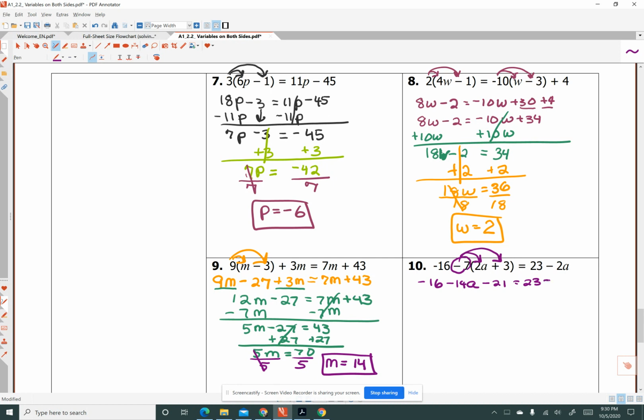equals 23 minus 2a. Okay, I see where we can combine like terms here. We can combine -16 and -21. So we're going to start with our -14a, and -16 minus 21 is -37 equals 23 minus 2a. So now I think I will add 14a to both sides, keep it positive.